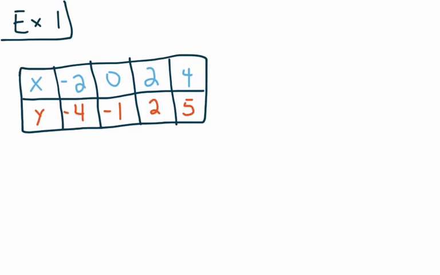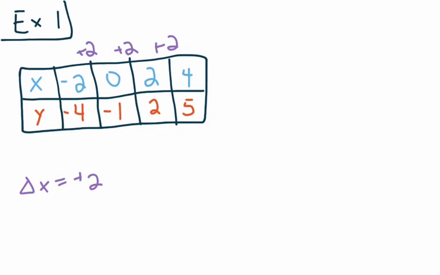So if we look at our x values, to go from -2 to 0, we add 2. To go from 0 to 2, we're adding 2 again. And to go from 2 to 4, we add 2 one more time. So our value for delta x is going to equal +2.